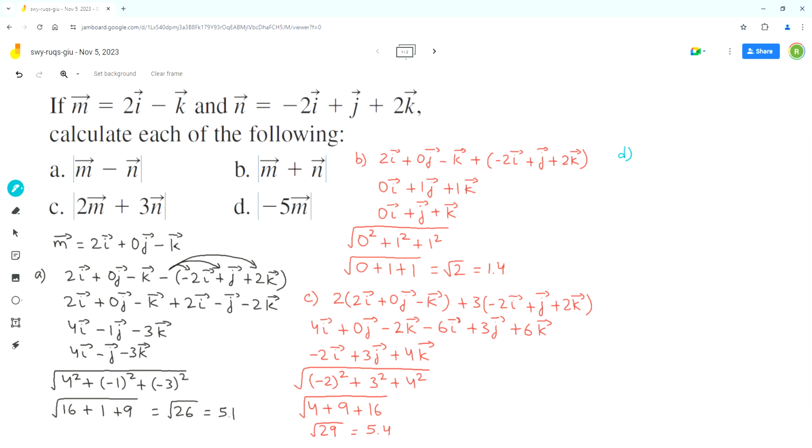In part D, we have to first find the vector minus 5m. So we'll multiply vector m by negative 5. Now we can do the scalar multiplication. So we'll multiply each coefficient by negative 5. So this is the vector that represents negative 5m. Now we can find its magnitude.